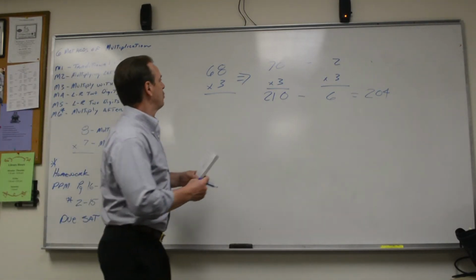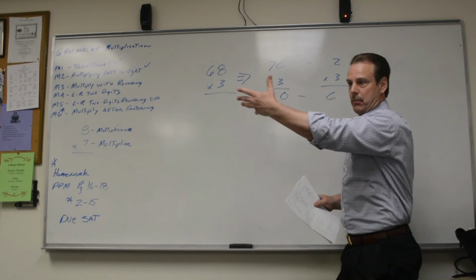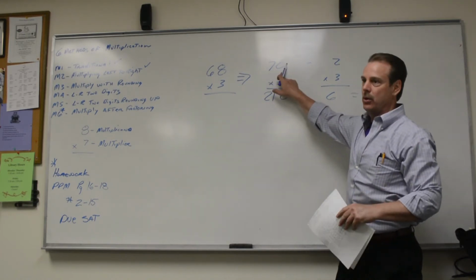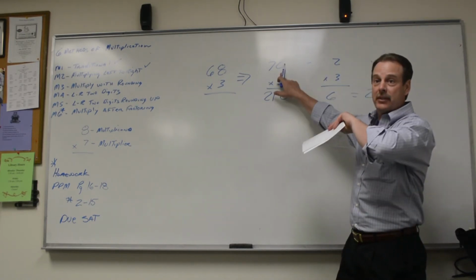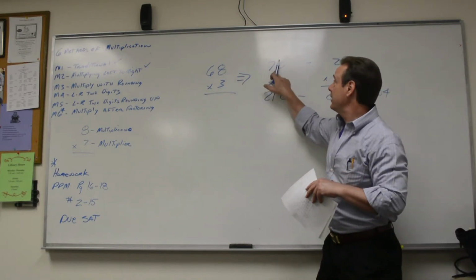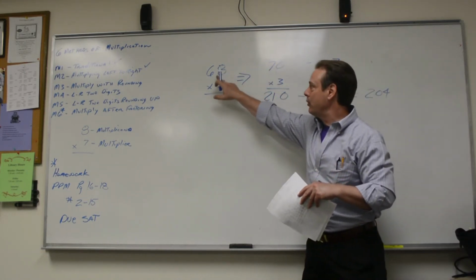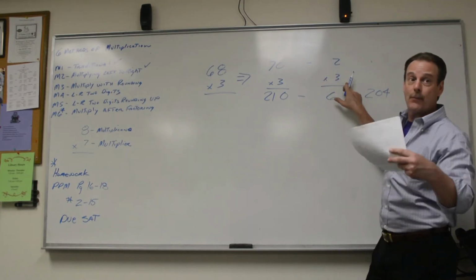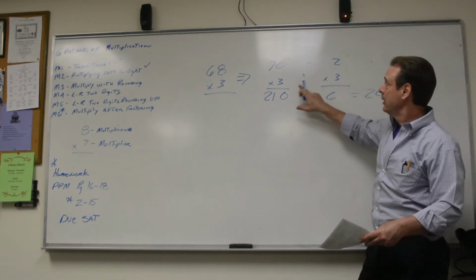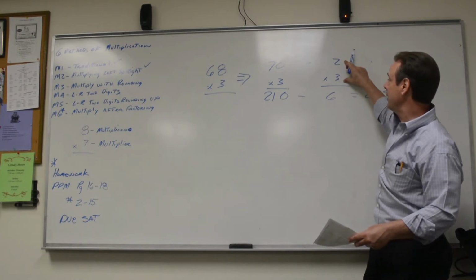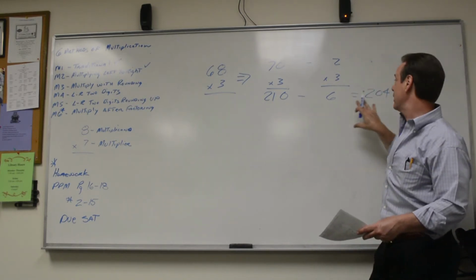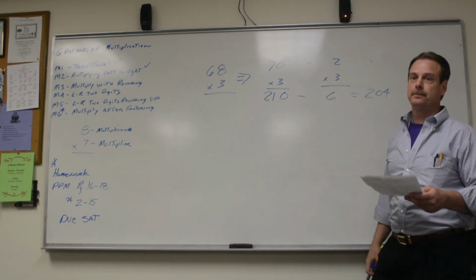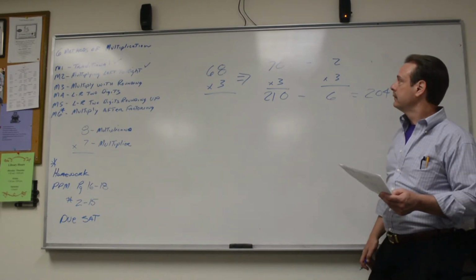The crux to this is, we're going to change this to an even number. We're going to round it up to 70. Now, to get it back to 68, we have to subtract 2. So if we subtract 2, we have to also multiply that by 3. So 70 times 3 minus 2 times 3 becomes 210 minus 6, 204. You're done.